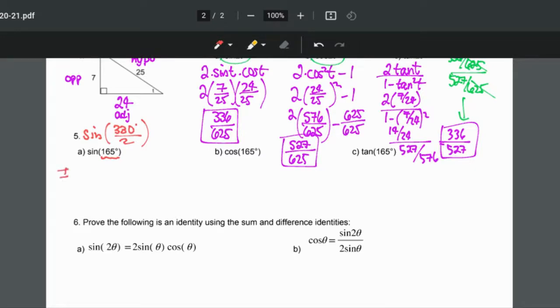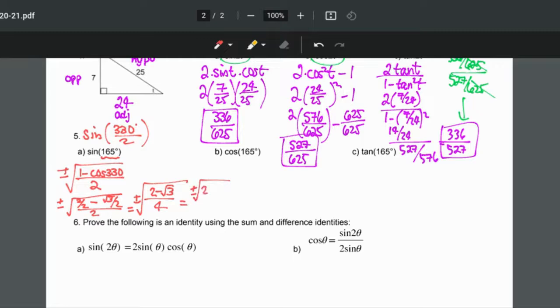So if we go back to our half angle formulas, we have plus or minus the square root of 1 minus cosine of 330 over 2. Cosine of 330, we would look at the x coordinate, and that would be root 3 over 2. So I'm going to change 1 to be 2 over 2, and then we're dividing it all by 2. So if we subtract on the numerator, we get plus or minus the square root of 2 minus square root of 3 over 2, and then over 2 again, so really over 4. So now we could take the square root of the top, so we've got plus or minus square root of 2 minus square root of 3, and then the square root of 4 we know is 2.